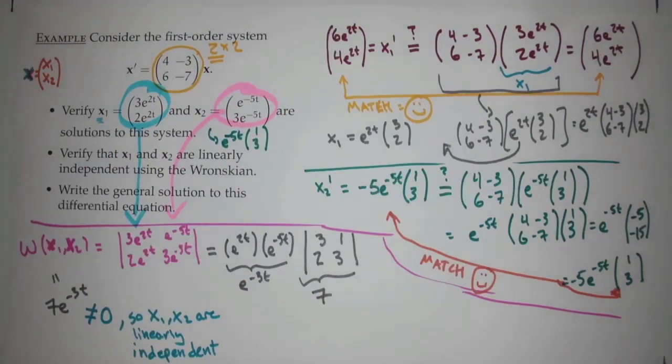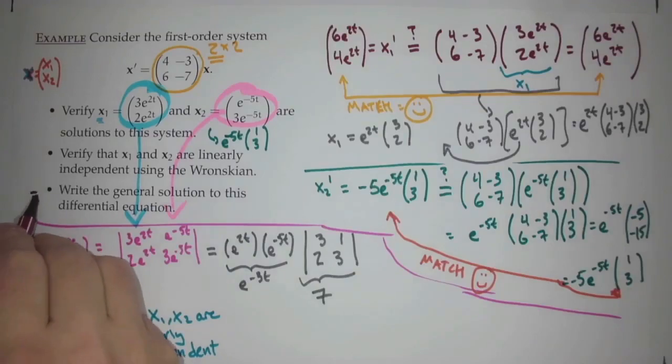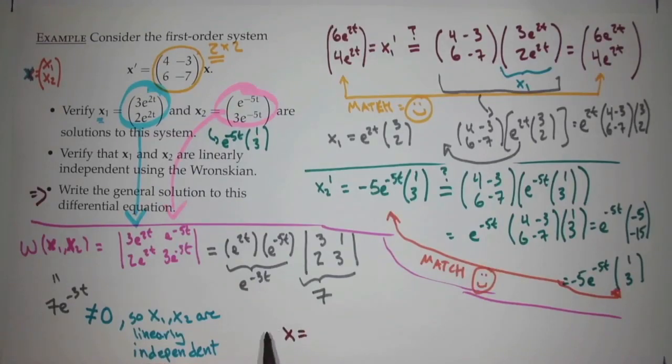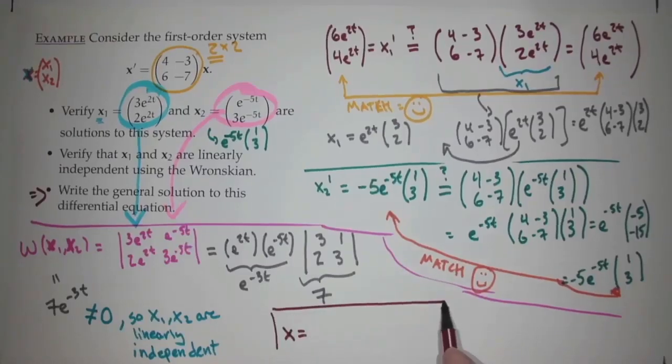Well, in essence, because these aren't all the solutions, but these help us find all the solutions, which is the last bullet point. So the last bullet point says, write the general solution. Well, once we have a set of linearly independent solutions, and we have the right number of them, which we do, how do we write the general solution? So what do we do now?